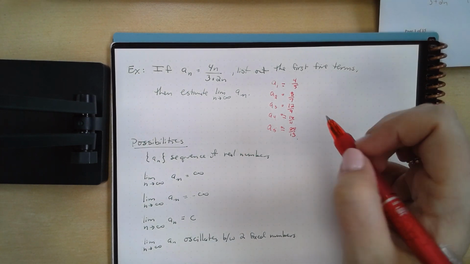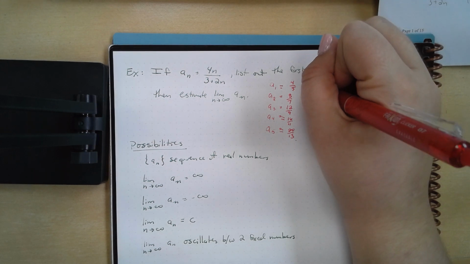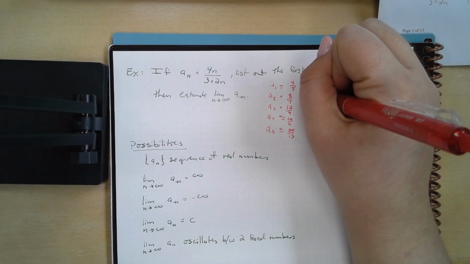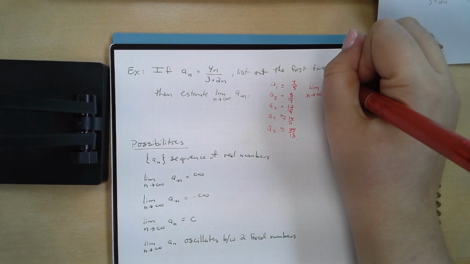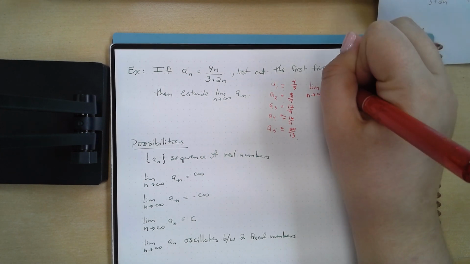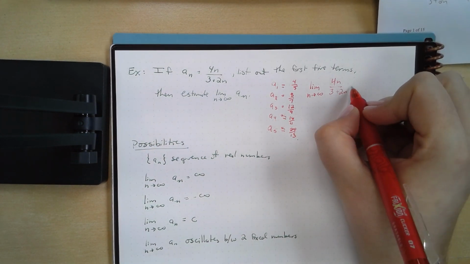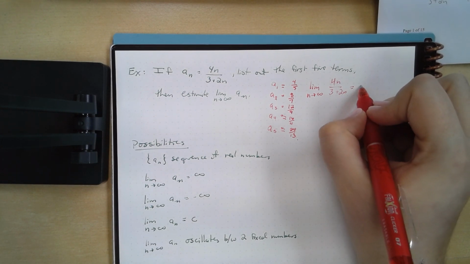And so this goes on and on. Now we're asked to find the limit. So the limit as n approaches infinity of a sub n, which is 4n over 3 plus 2n. If I calculate this limit, I'm going to get 4n over 2n, these n's are going to cancel out, and I'm just going to get 2.